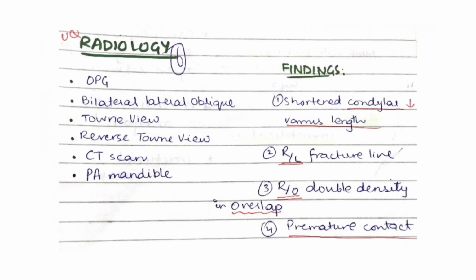The radiographs that we will perform are OPG, bilateral lateral oblique, Towne's view, reverse Towne's view, CT scan, and PA mandible. What are the findings that will be found on radiographs? Shortening of condylar ramus length, radiolucency at the fracture line, radiopaque double density in the area of overlap, and premature contacts of posterior teeth. We can also see open bite posteriorly in the radiograph.